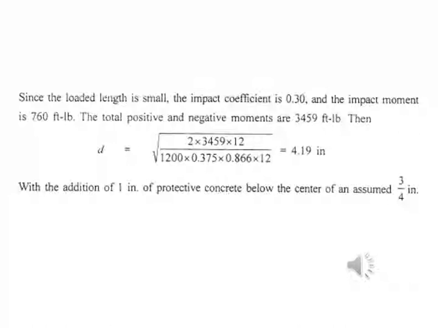Since the loaded lane is small, the impact coefficient is 0.3, and the impact moment is 760 foot-pounds. The total positive and negative moments are 3,459 foot-pounds. So then we can calculate d equal to the square root of 2 multiplied by 3,459 multiplied by 12, divided by 1,200 multiplied by 0.375 multiplied by 0.866 multiplied by 12, which equals 4.19 inches. With the addition of 1 inch of protective concrete below, I assume 3 by 4 inches.